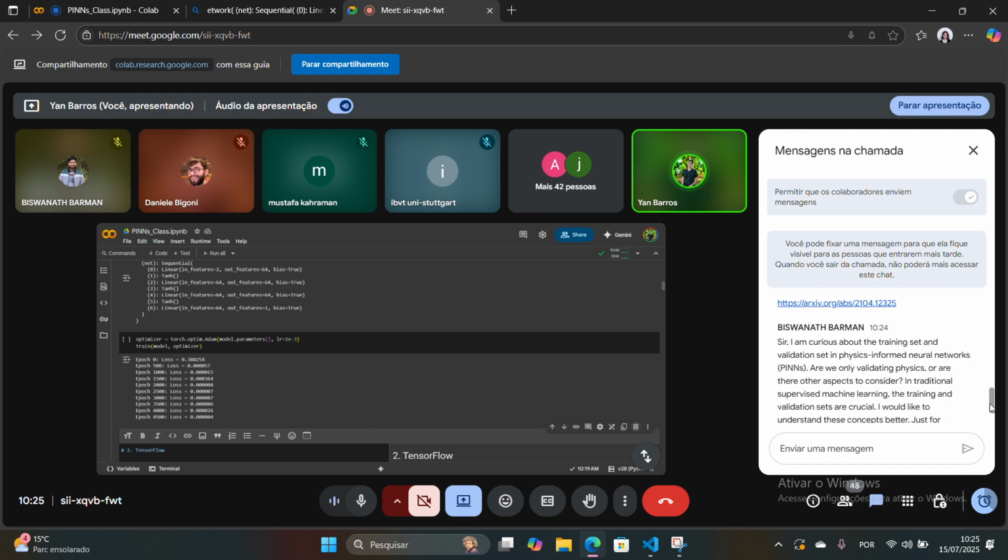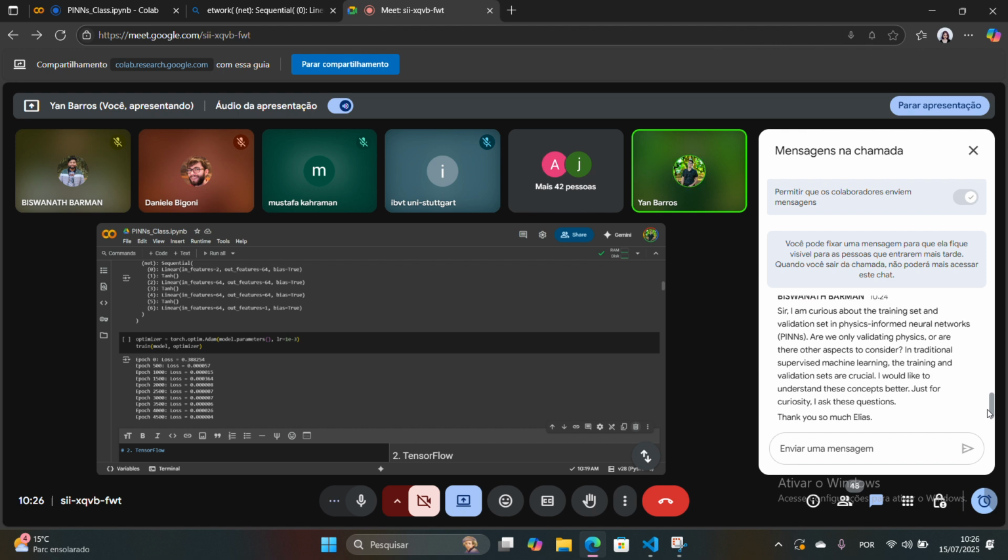Sir, I'm curious about the training set and validation set in physics-informed neural networks. Are we only validating physics, or are there other aspects to consider? In traditional supervised machine learning, the training and validation sets are crucial. I would like to understand these concepts better. Just out of curiosity, I asked this question.